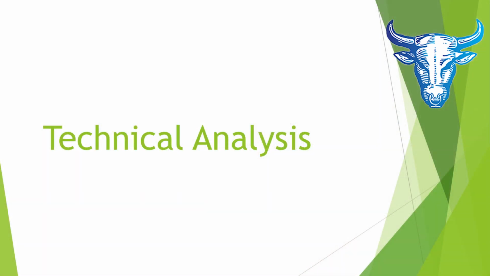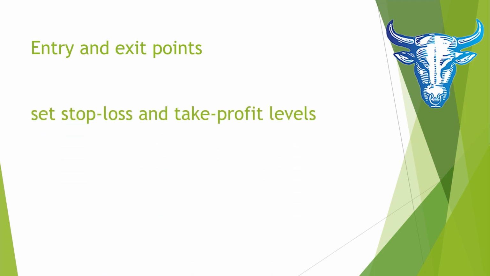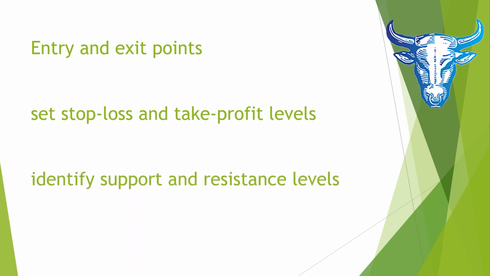This type of analysis involves studying price charts and using various technical indicators to identify patterns and trends in the market. Financial analysts believe that historical price data can provide insights into future price movements, and they use this information to make trading decisions. Technical analysis can be used to identify entry and exit points for the trades, as well as to set stop loss and take profit levels. It can also help identify support and resistance levels, which can be crucial for traders to monitor.